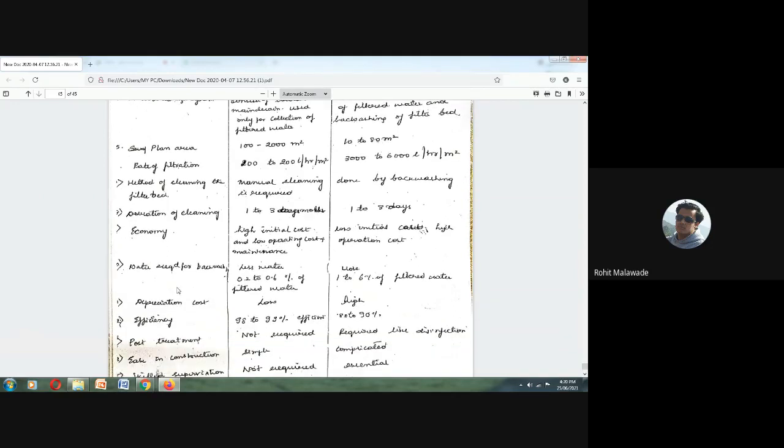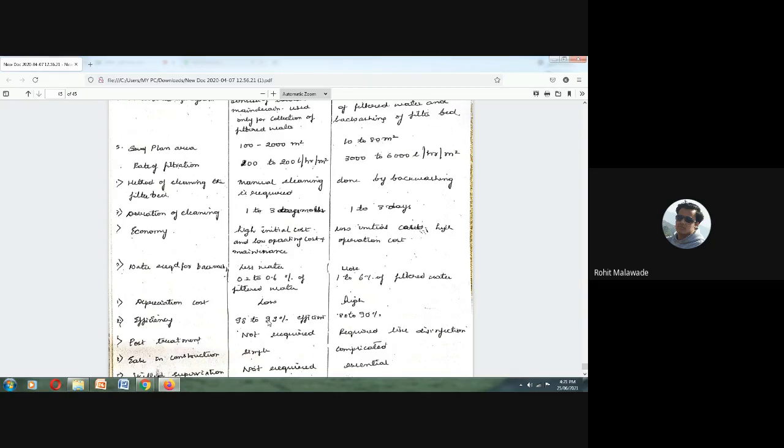Then water required for backwashing. For the slow sand filter it is required only for cleaning purpose, as we have the normal manual method of cleaning. So here we require around 0.2 to 0.6% of the filtered water for cleaning. In case of your rapid sand filter, as we do the backwashing with the help of water, we are going to utilize around 1 to 6% of the filtered water.